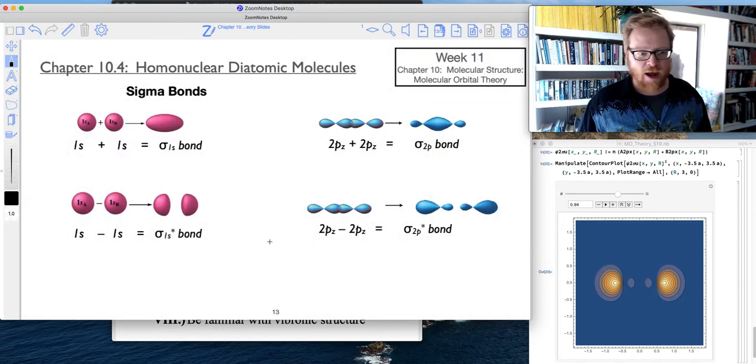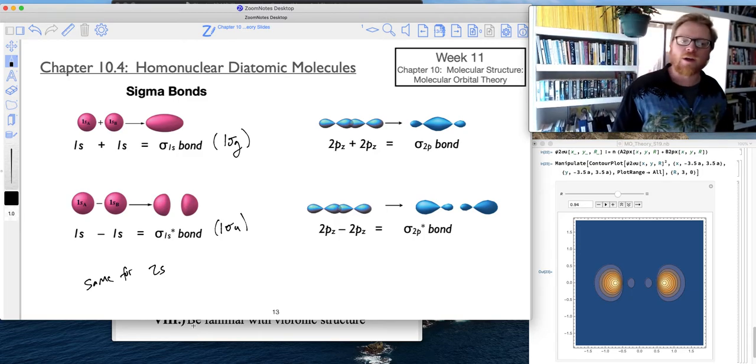So here's some pictures from my Gen Chem notes, which you can see in the simulations, but just to summarize. We can make sigma bonds from all of the following: a 1s plus a 1s to make a sigma 1s bond, and I'll note that that's called the 1 sigma g. If we do the minus state, a 1s minus a 1s, that makes the sigma 1s star, which we could also call the 1 sigma u.